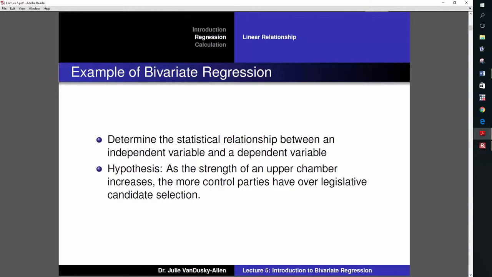In order to demonstrate the intuition behind a bivariate regression, I'm going to use the following hypothesis as an example. As the strength of an upper chamber increases, the more control parties have over legislative candidate selection. In this example, strength of the upper chamber is the independent variable, and parties' control over legislative candidate selection is the dependent variable.